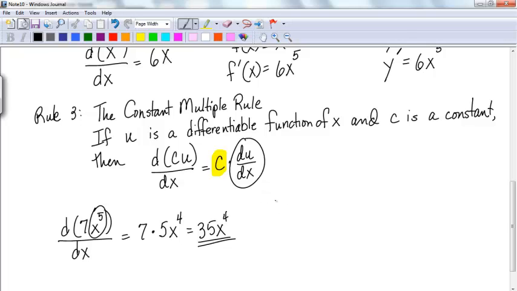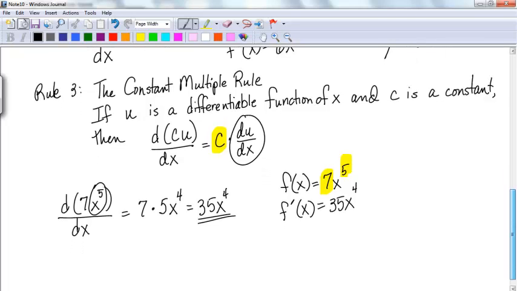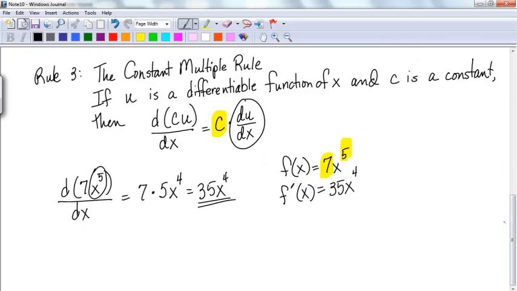If I did this on the f of x, I'm going to write it 7x to the 5th, f prime of x. Now, here's the easiest way to do this. Just take this exponent times the number in front and then depress the exponent by 1. So 35x to the 4th. And it would be basically the same. I would change that to a y and a y prime, and it would basically look the same. Okay, that's rule 3.